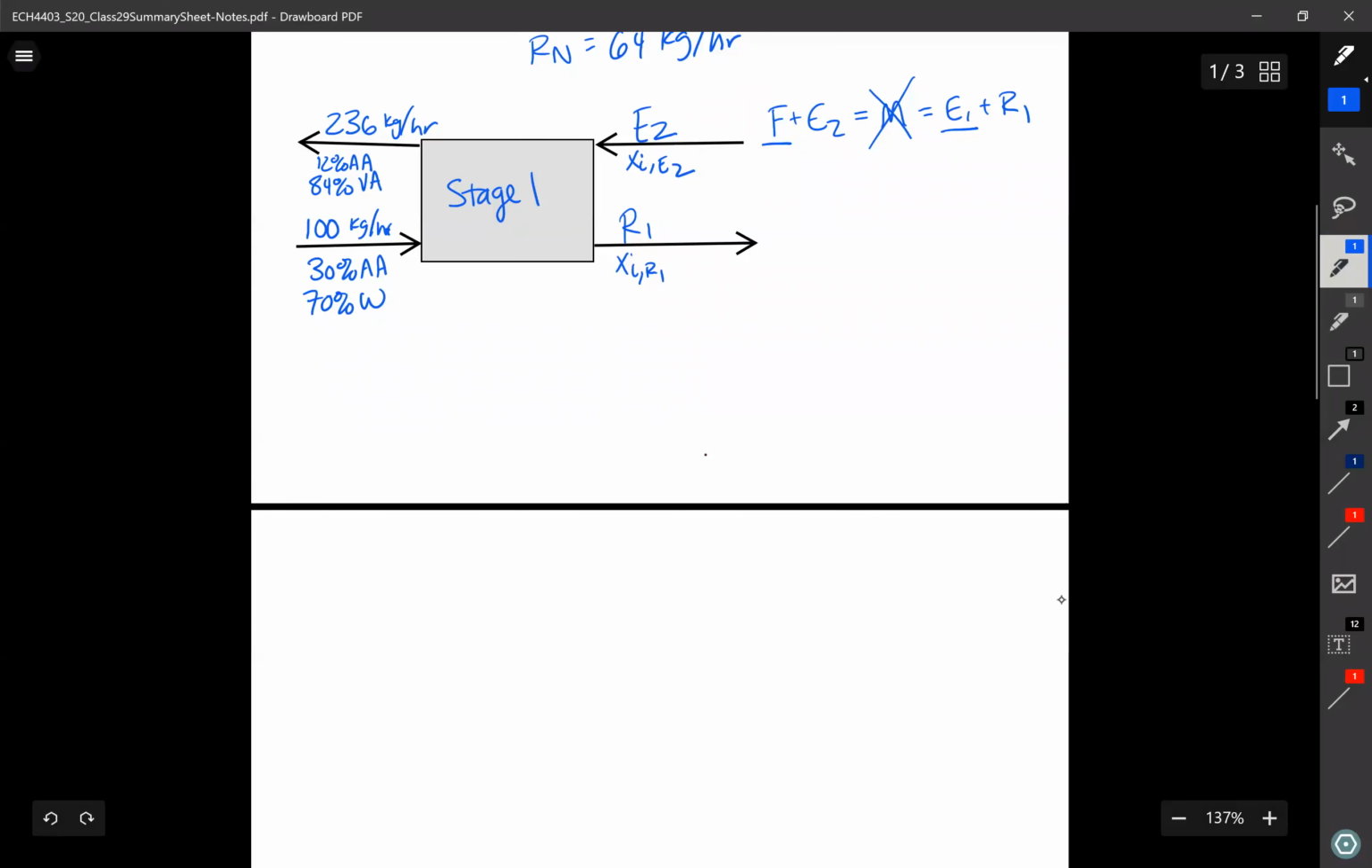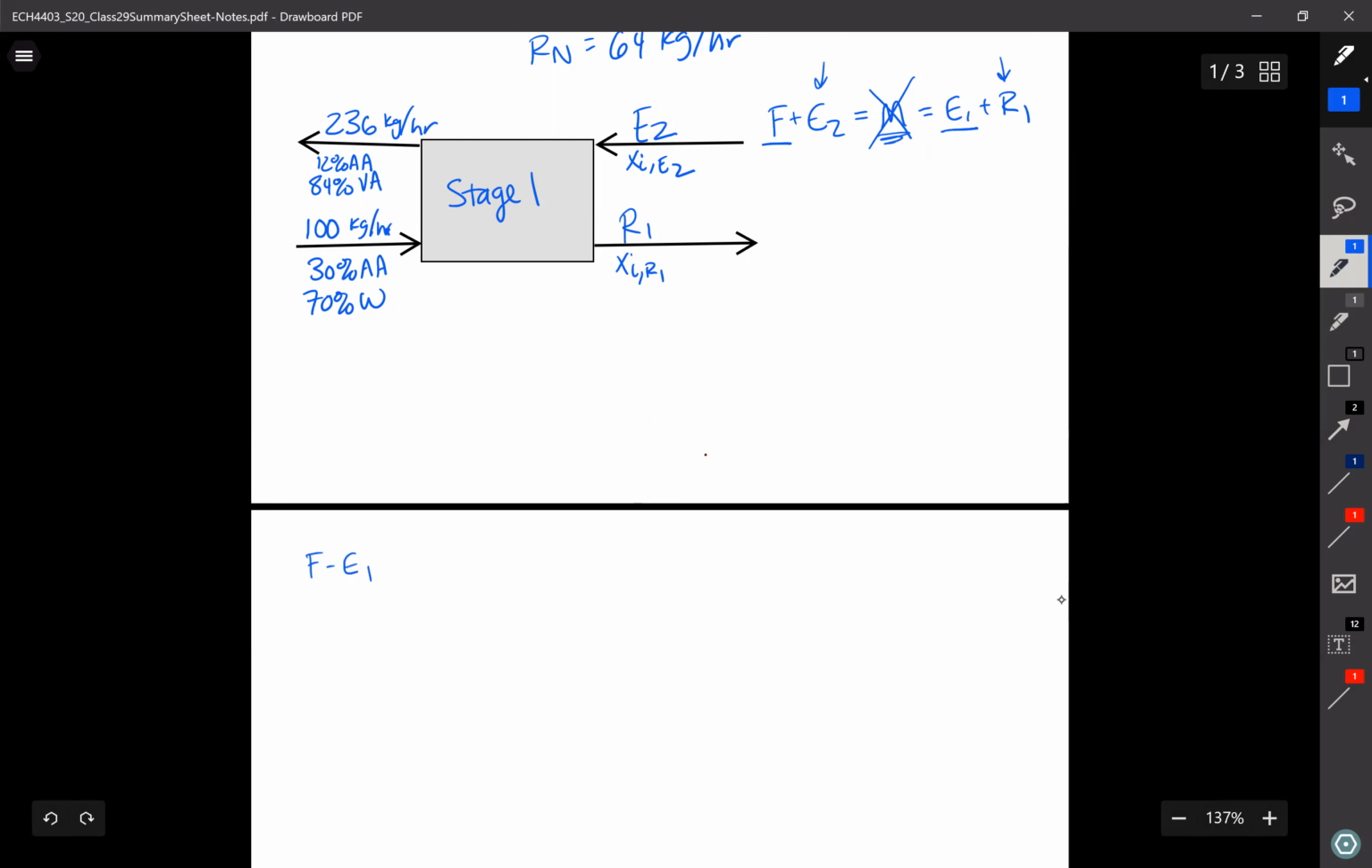I left off last video with the assertion that I could not calculate what my mixing point was anymore because I don't know what E2 or R1 are. Therefore, there is no one equation, one unknown. However, what I can do is start with my stage 1 material balance and rearrange it to get it into terms of stuff that I know.